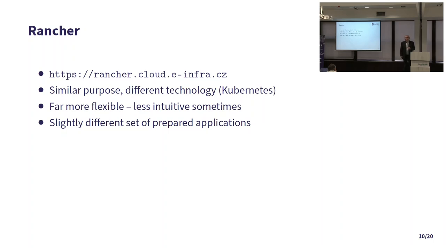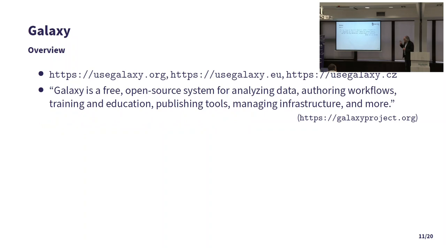Another option is Rancher. Lukáš mentioned it in his talk, and from the user perspective, it's something quite similar. The technology underneath is different, and the differences at the user level are quite subtle. Maybe Rancher is a bit less intuitive sometimes because it's much more flexible. It can handle virtually anything with Kubernetes, which is not the case for OnDemand. And there is also a different set of prepared applications, but for the user, for the essential user experience, it's still quite similar. And finally, Galaxy.